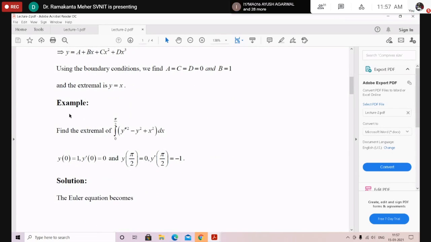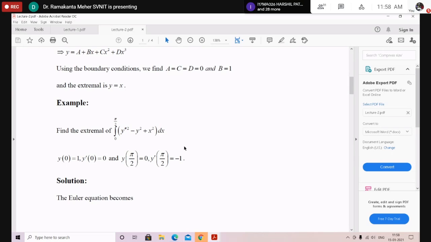And suppose we are taking this example. Find the extremal of the integral from 0 to pi by 2 of y double dash square minus y square plus x square into dx. Okay, since here the derivative is up to second order, there is a need of four conditions here. So the four conditions are like this, and here the interval is 0 to pi by 2. So we have set up two conditions at the initial point, x equal to 0. Another two conditions we have set up at the end point, x equal to pi by 2. So these are the conditions.